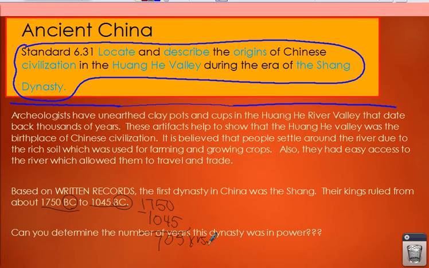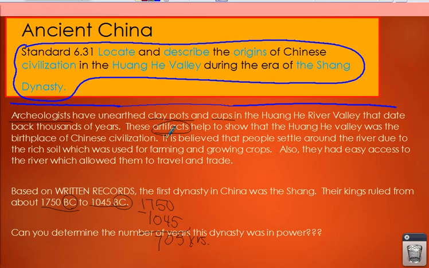All right, now let's go back to our proof. We are looking for proof that there was a civilization in the Huanghe River Valley. So from what Lexi read to us, tell me one proof. Lexi? That the clay pots and cups in the Huanghe River are artifacts to help show that the Huanghe was the birthplace. Okay, archaeologists found these clay pots and cups, and they were artifacts that we found. Is that a proof? You've got something that you can hold in your hand. Proof? Yes. Colby? The agriculture of the land was well done where you could farm easily. Okay, can you prove that there's rich, fertile soil there? Yes.